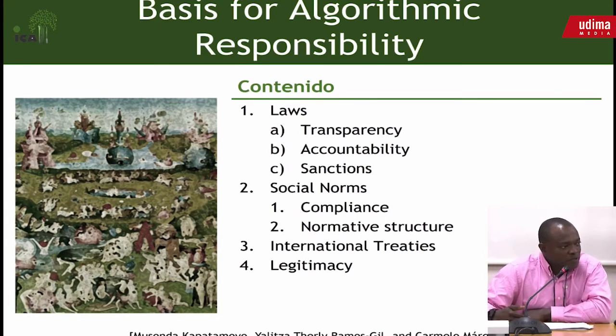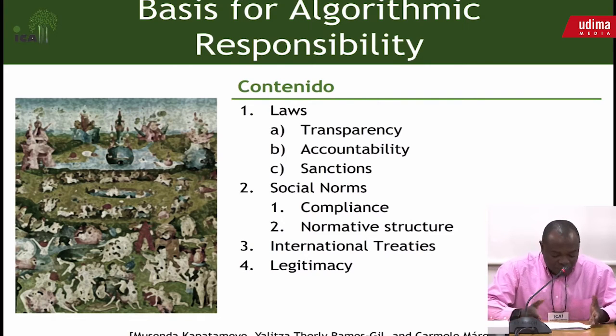The third is international treaties and legitimacy. The reason we came up with these is basically to fall back on the framework that I spoke about, that Lawrence Lessig actually came up with, and we just expanded it.